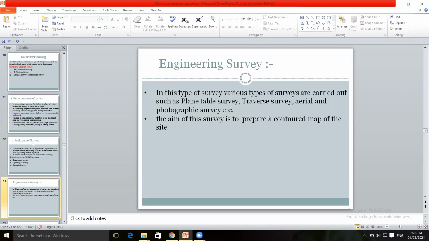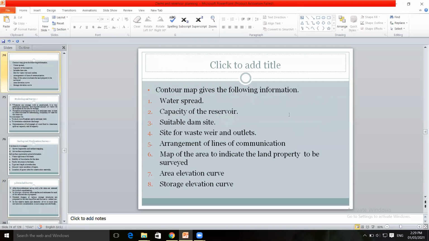From this contour map, you get the actual ground level, how the slope is there, undulations are there, where is the steep slope or flat surface there, or plane surface is there. From the RLs, you can get the idea of the ground level. In this engineering survey, you may get this information from the contour map.